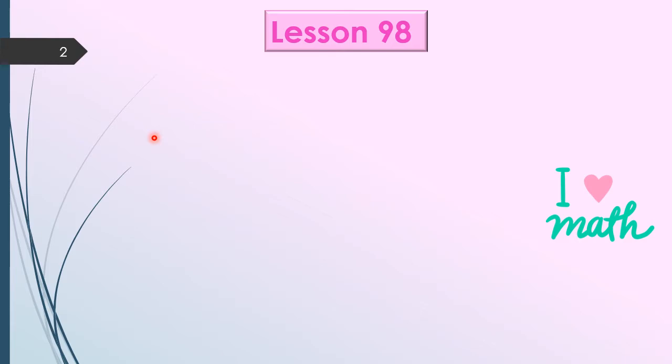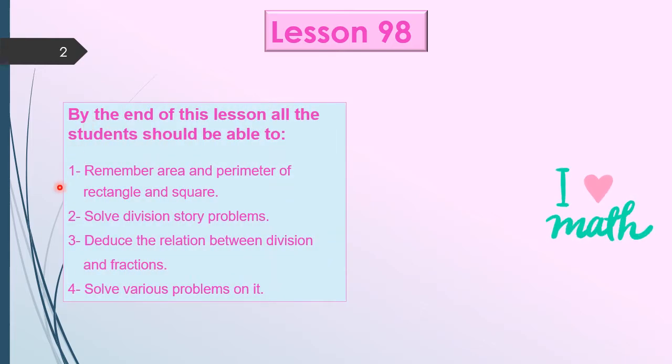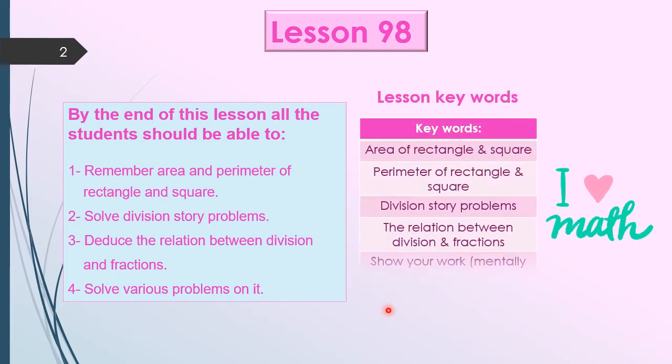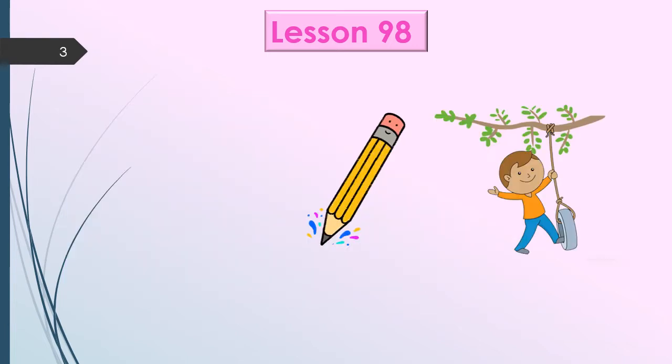Our objectives of this lesson. By the end of this lesson, we will remember area and the perimeter of rectangle and square. We will solve division story problems and deduce the relation between division and fractions, and we will solve various problems on it. Our lesson keywords: area of rectangle and square, perimeter of rectangle and square, division story problems, the relation between division and fractions, show your work mentally and mathematically.